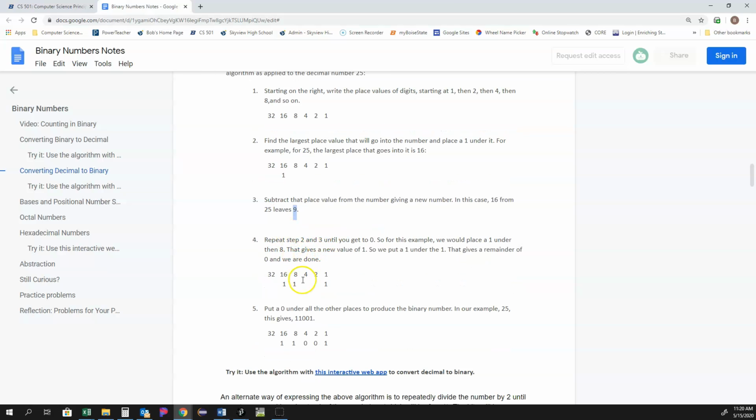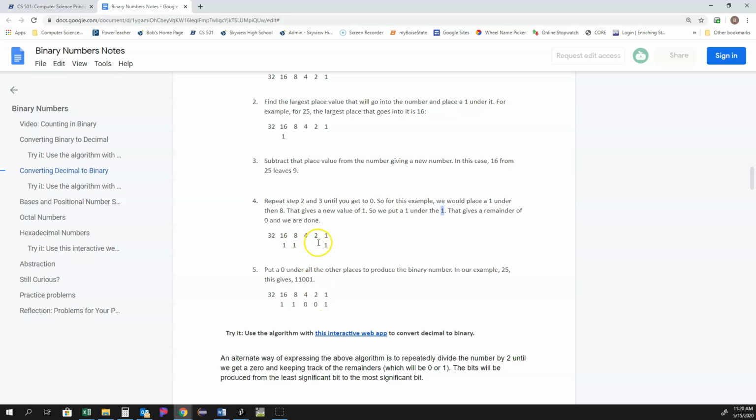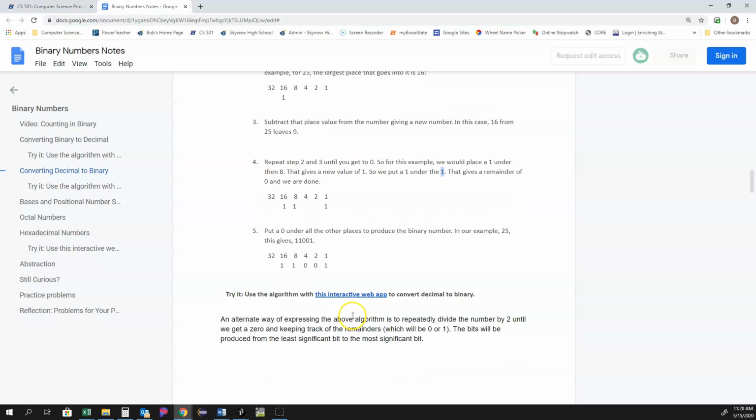Well, I can continue the algorithm here. I can take 8 from 9, so I turn on that place value, leaving a remainder of 1. I can't take 4 from 1, I can't take 2 from 1, but I can take 1 from 1. Then you fill in the place values that don't have assignments with 0s. So we have converted 25 into binary as 11001.